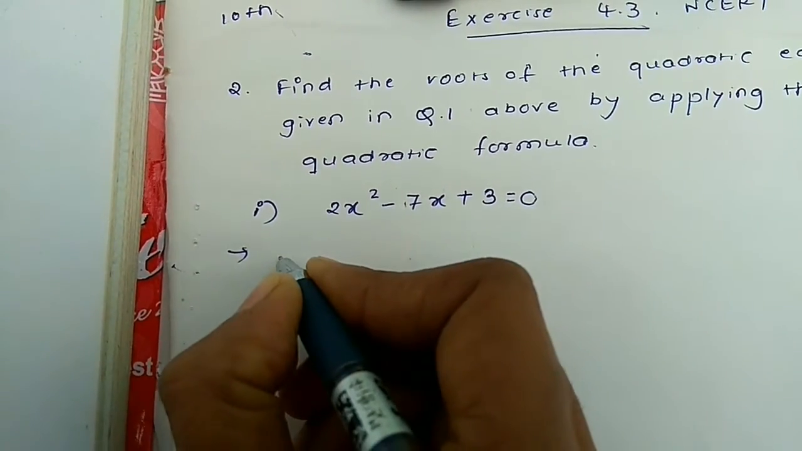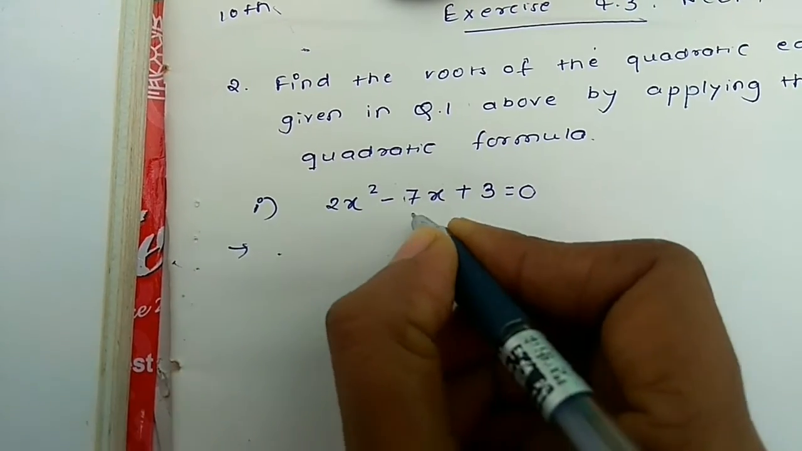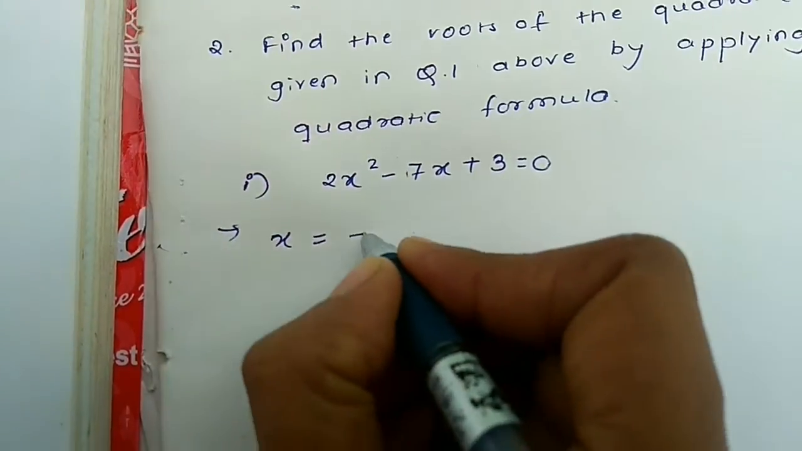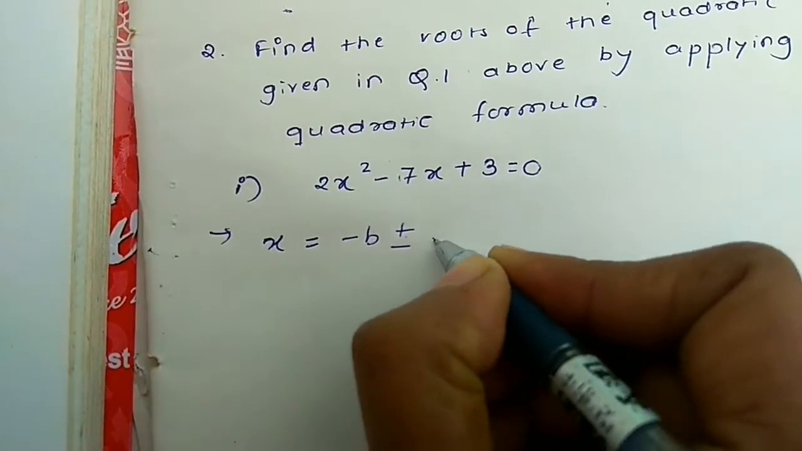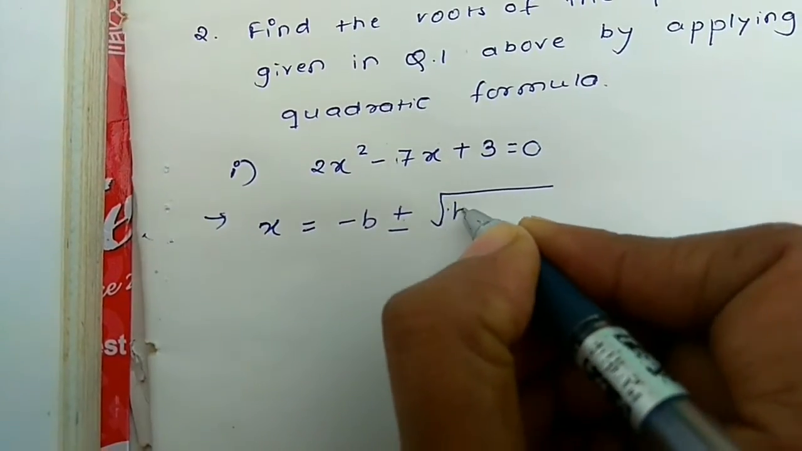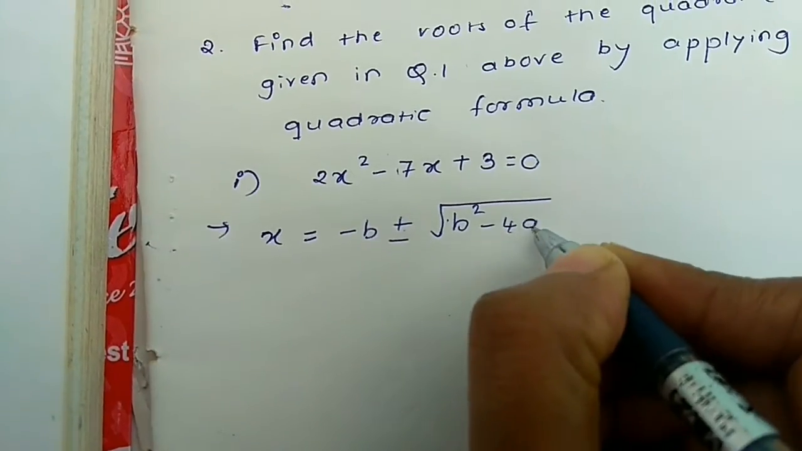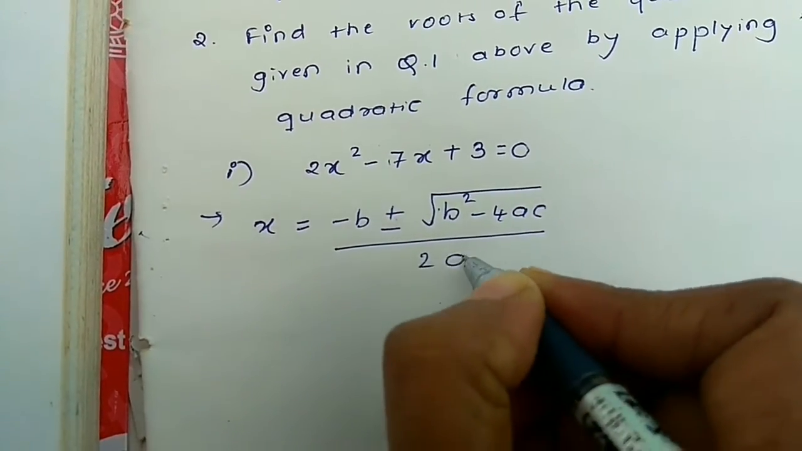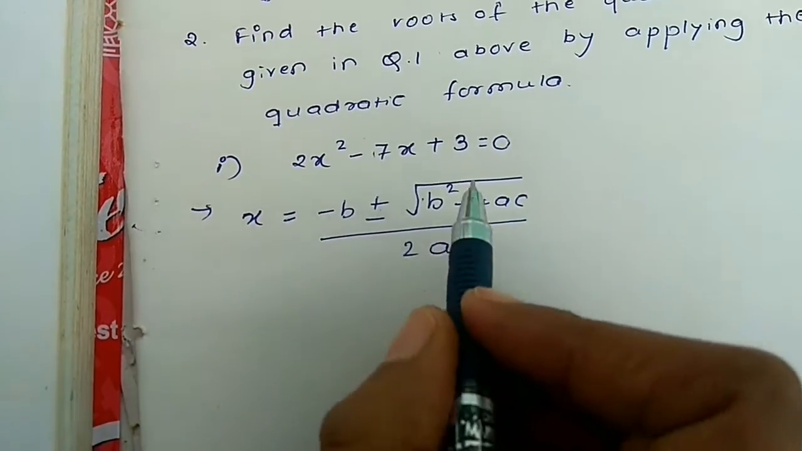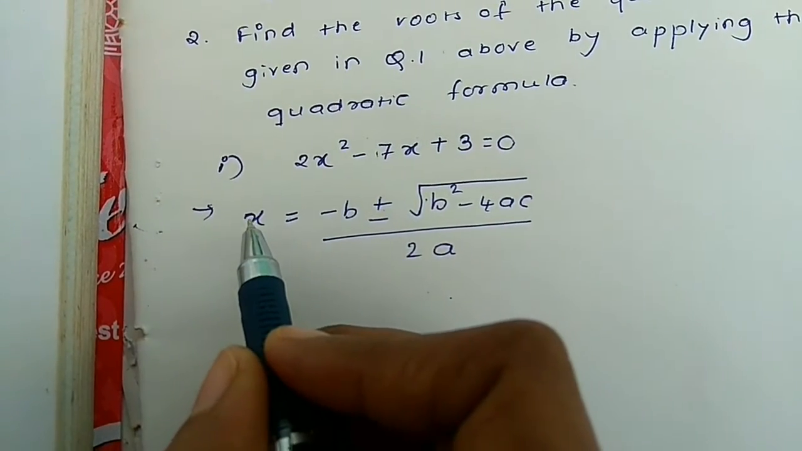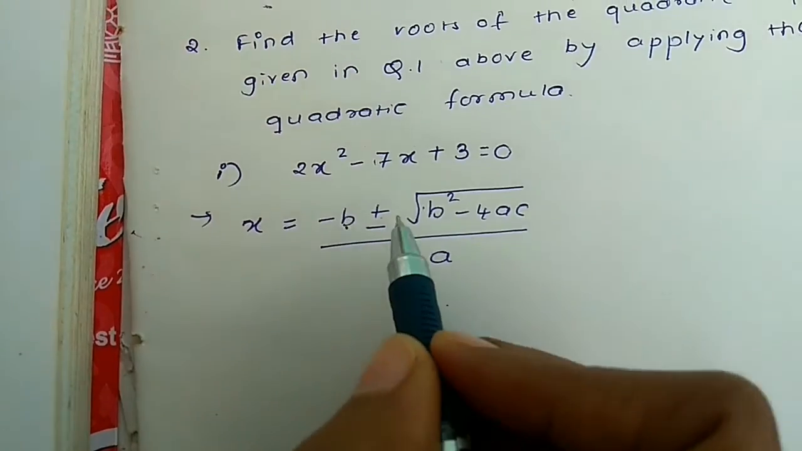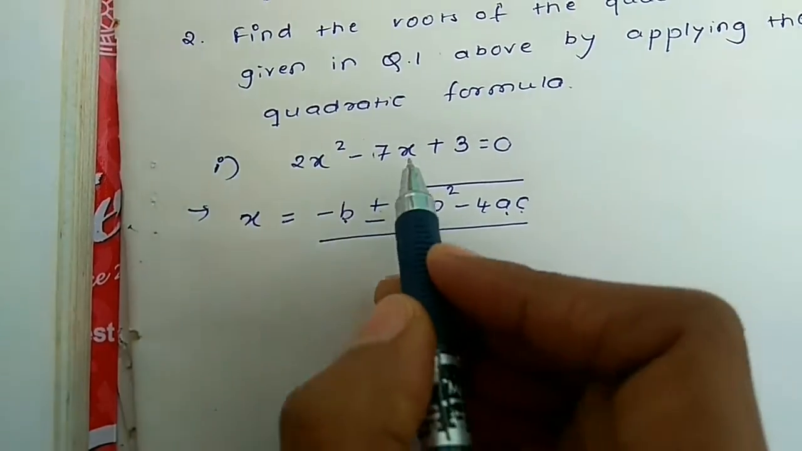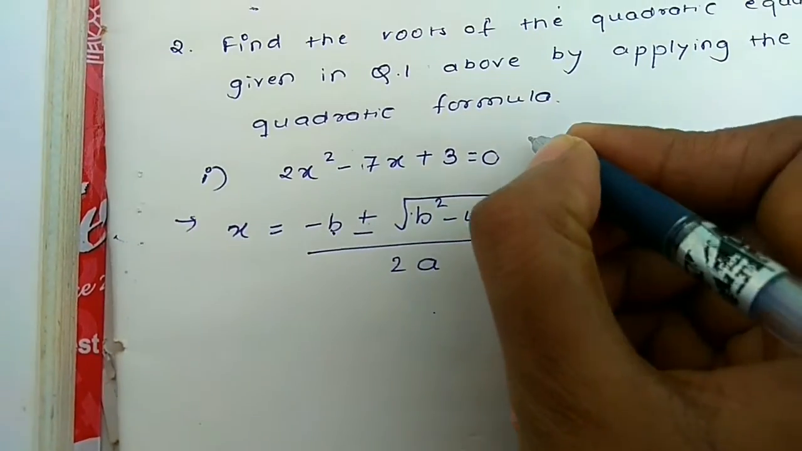So the quadratic formula is, here the variable is x, so x equals minus b plus or minus root of b square minus 4ac, whole divided by 2a. What are the required things? We have to find x, so we should know b, a, c. These are the coefficients here.